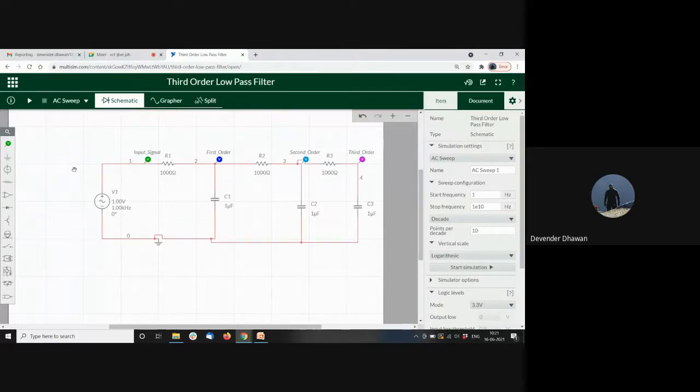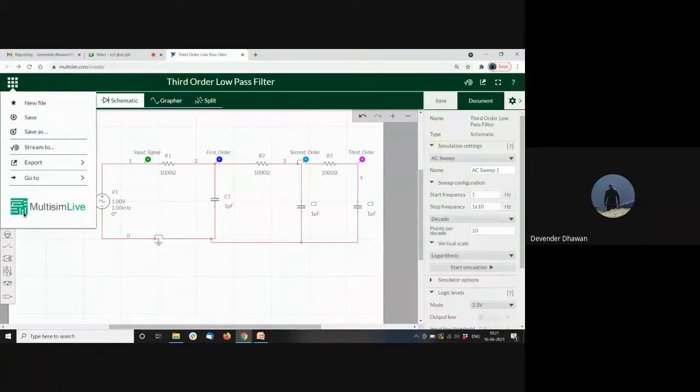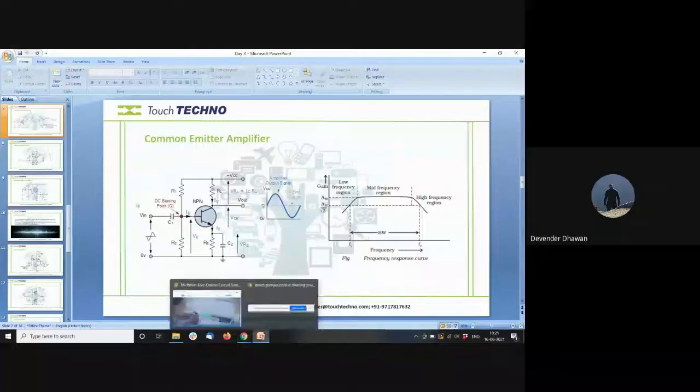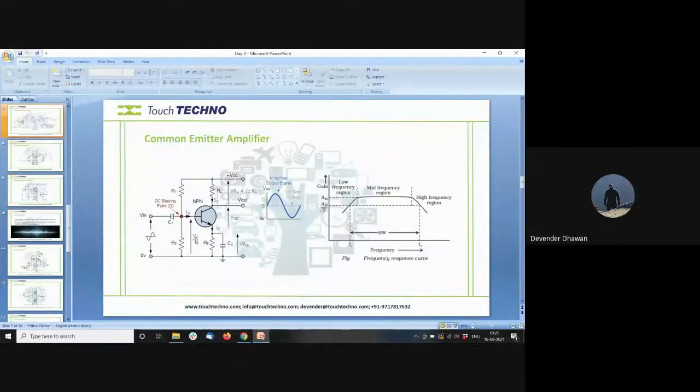Any doubts? Okay, so if there are no doubts, let me just go back, and now we will look at some of the transistor circuits. The most common and the most used is the common emitter. So this is how the circuit will look like. I will just quickly try to make this circuit.